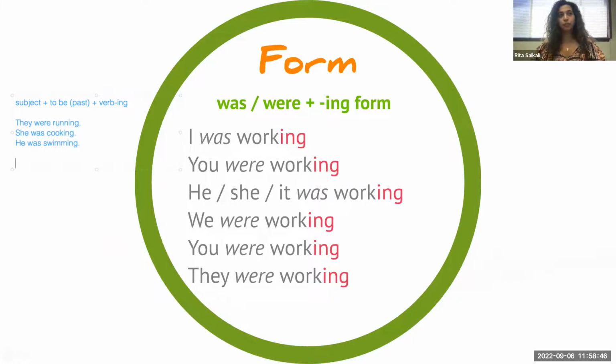Any other examples? You were cleaning your house. Great. Other ones? We were drinking water.